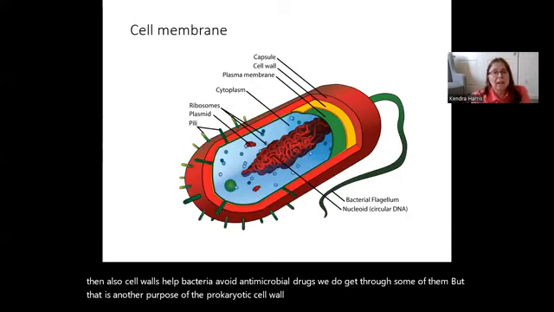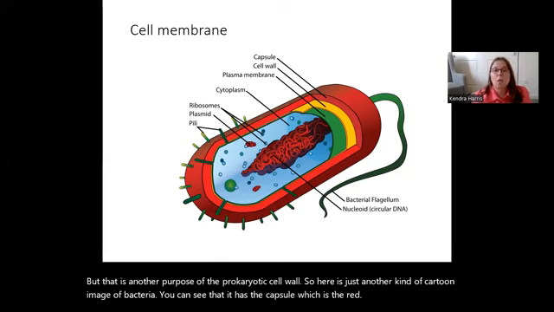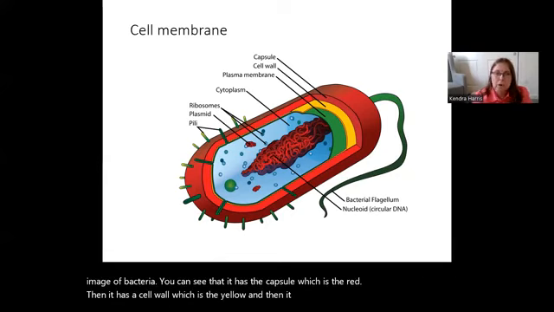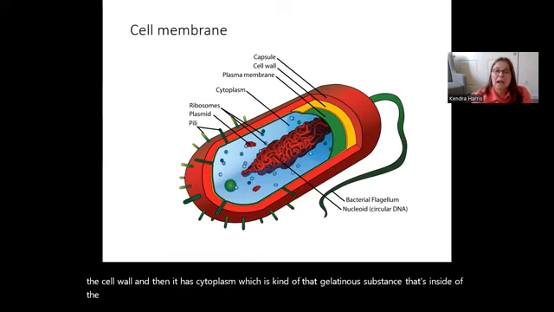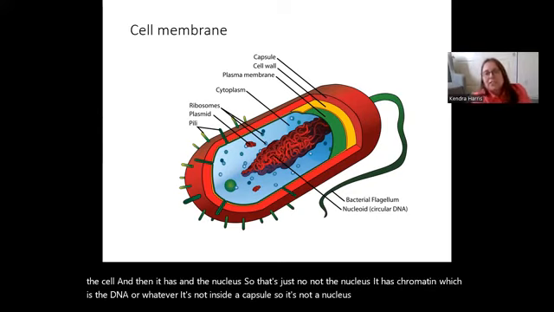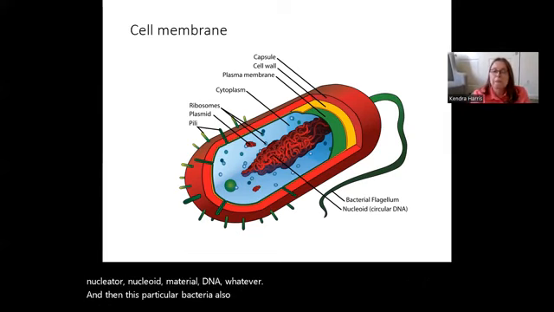So here is just another kind of cartoon image of bacteria. You can see that it has the capsule, which is the red. Then it has a cell wall, which is the yellow, and then it has a plasma membrane, which is just inside the cell wall. And then it has cytoplasm, which is that gelatinous substance inside the cell. And then it has the nucleus. No, not the nucleus. It has chromatin, which is the DNA. It's not inside a capsule, so it's not a nucleus. It's just considered nucleoid material of DNA. And then this particular bacteria also has a flagellum.